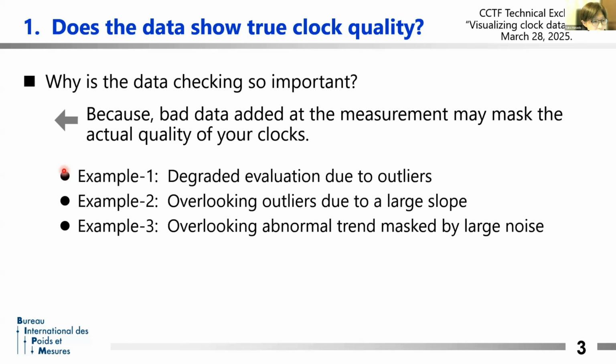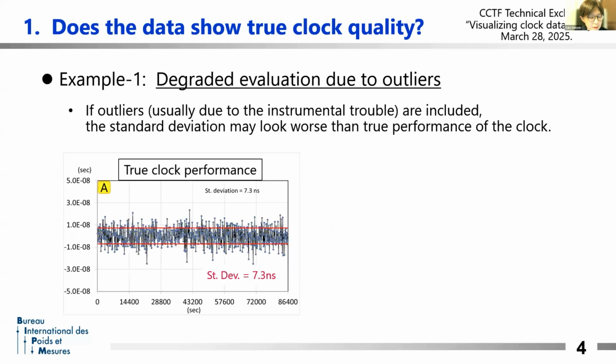So, the first one, example 1, is degraded evaluation due to outliers. Example 2 is overlooking outliers due to a large slope. And example 3 is overlooking abnormal trend masked by large noise. So let's start from example 1.